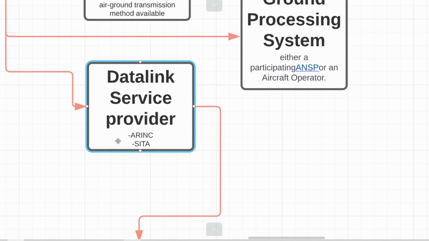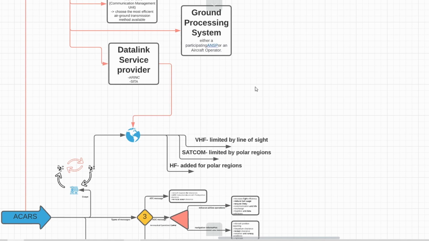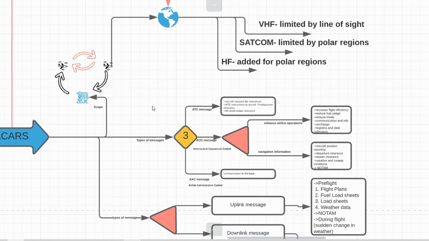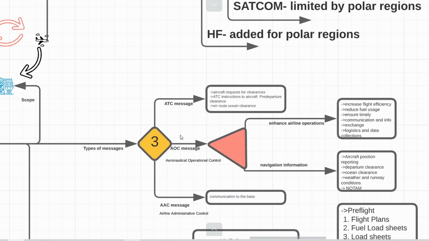So these are the only two providers that are there to provide a reliable data link between aircrafts and ground systems. Talking about the data actually being transmitted, there are different kinds of data. First of all, the data could be divided into three different parts, divided as per the recipient of the message.